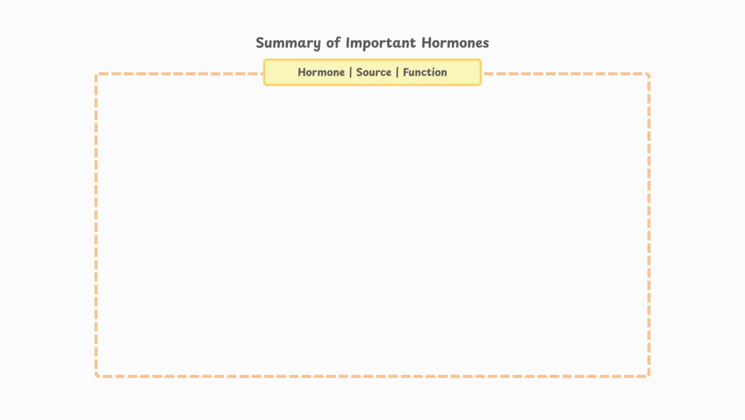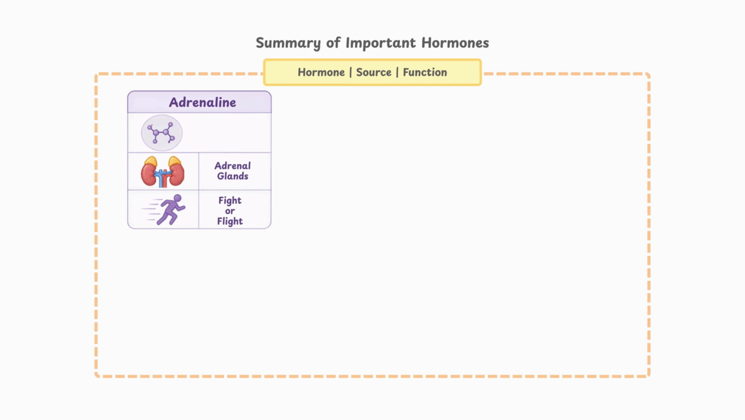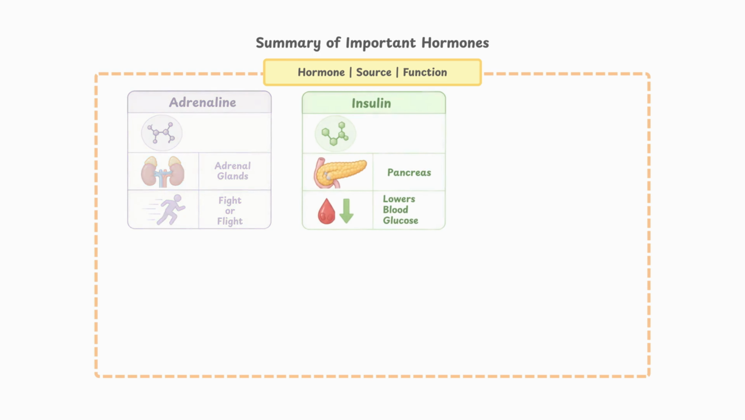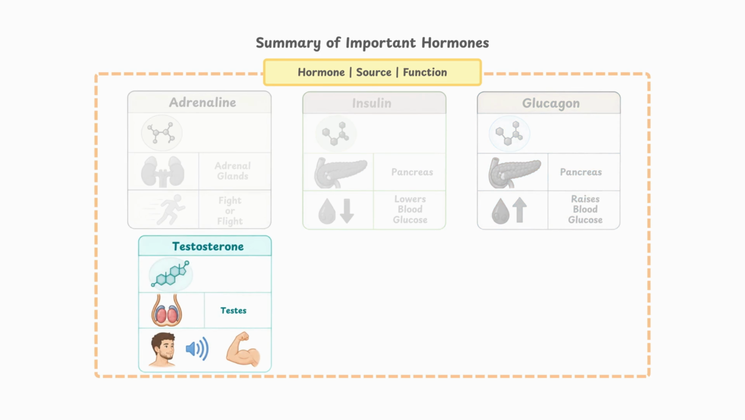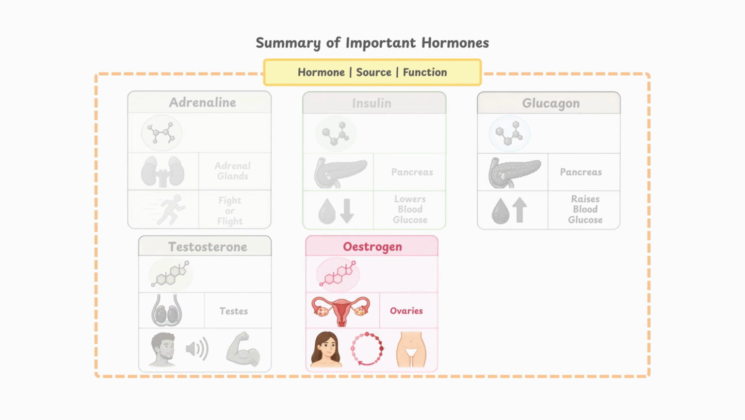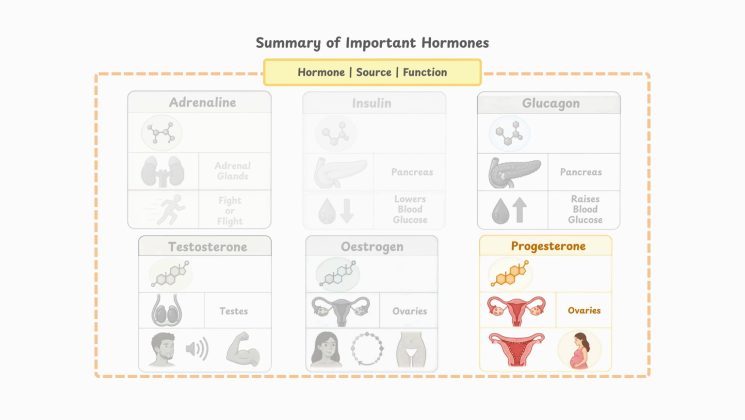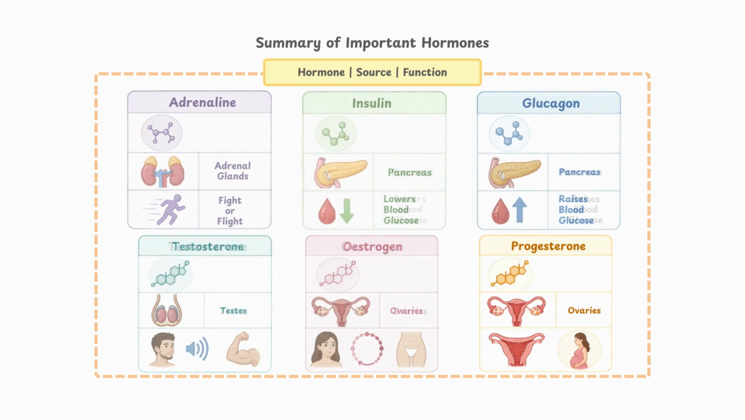Let's summarize the key hormones. Adrenaline prepares the body for rapid action, especially during stress, danger, or excitement. Insulin lowers blood glucose concentration when it becomes too high. Glucagon raises blood glucose concentration when it becomes too low. Testosterone controls male secondary sexual characteristics. Estrogen regulates female reproductive functions. Progesterone helps maintain pregnancy and the uterine lining. Together, these hormones help the body respond, stay balanced, and maintain normal body function through homeostasis.